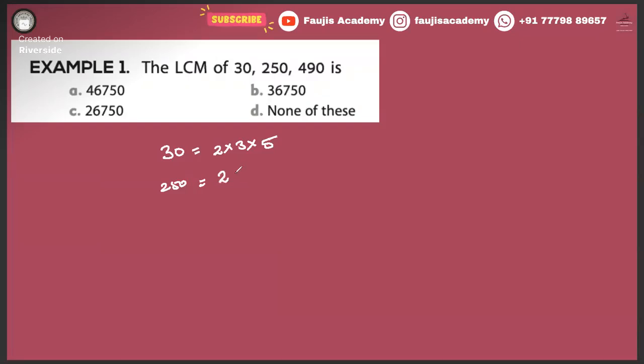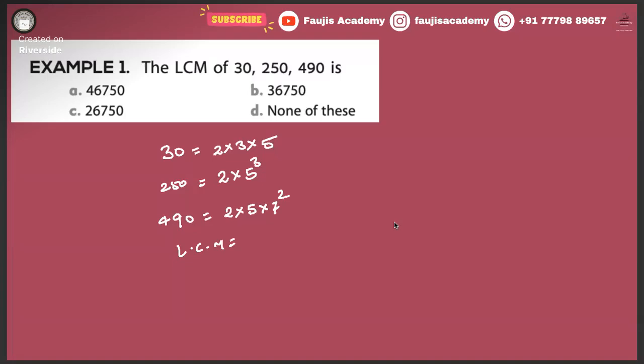So please write it down like this. And please find out. Tell me what is the value of LCM. Yep, guys. Quick. Tell me. Option B, sir. Option B. Yes, sir. 36,750. Okay, fine. We'll check for it.